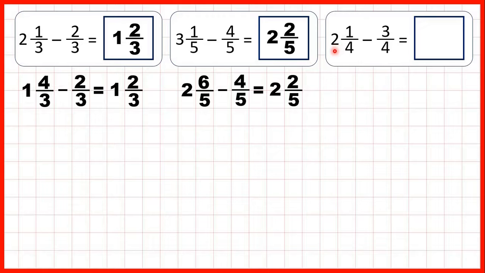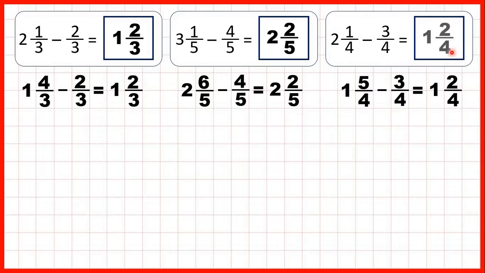Finally, we start with 2 and 1/4, but we need to take 3/4 away. So we need to exchange with our whole number. 1 less than 2 is 1, and that means we can add the denominator to the numerator. So 1 and 5/4 is the same as 2 and 1/4. But now we can take our 3/4 away. We now have 1 whole, and 5/4 minus 3/4 is 2/4. So 1 and 2/4 is our answer.